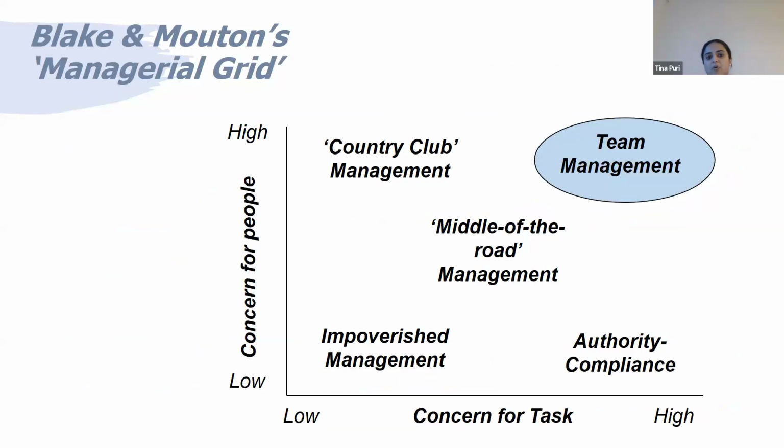Now we have Blake and Mouton's managerial grid, and this grid is basically based on concern for people and concern for tasks, and they are low, high, low, high.